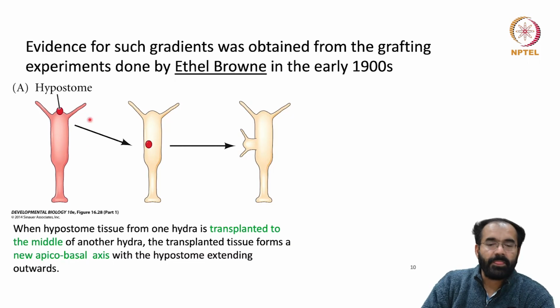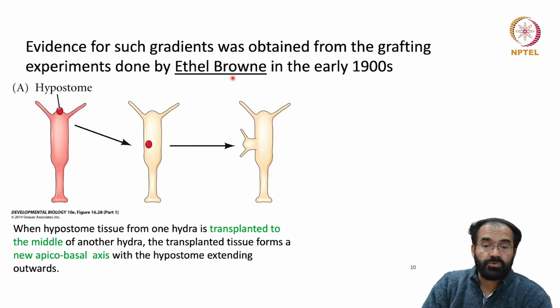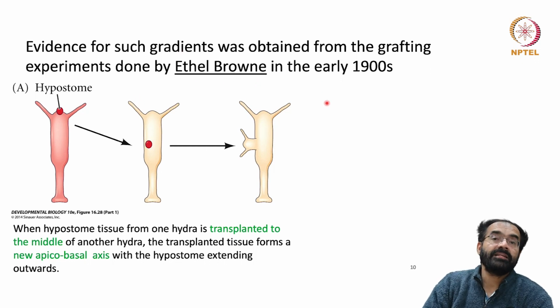Now you can see there is some evidence to show the importance of the gradient. We said that there is a morphogenetic gradient. Can we prove it? Evidence for such gradients was obtained from the grafting experiments done by Ethel Browne in the early 1900s. That means more than 100 years ago these grafting experiments were done.